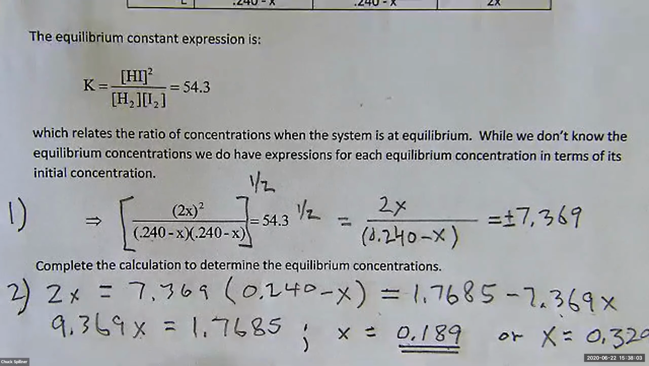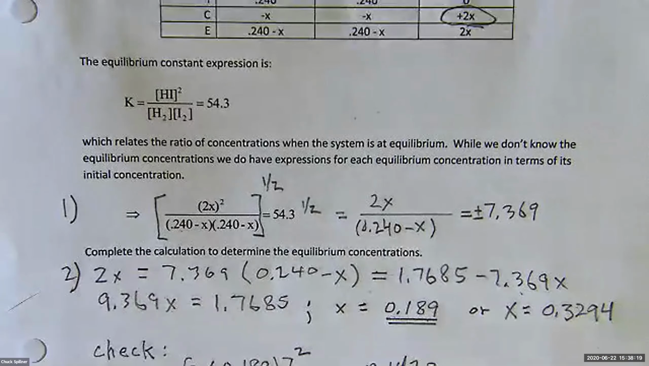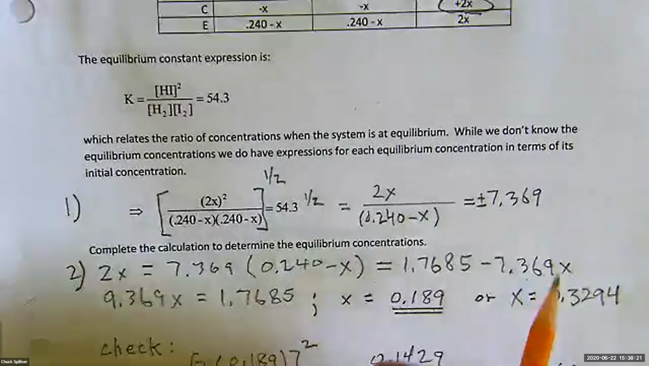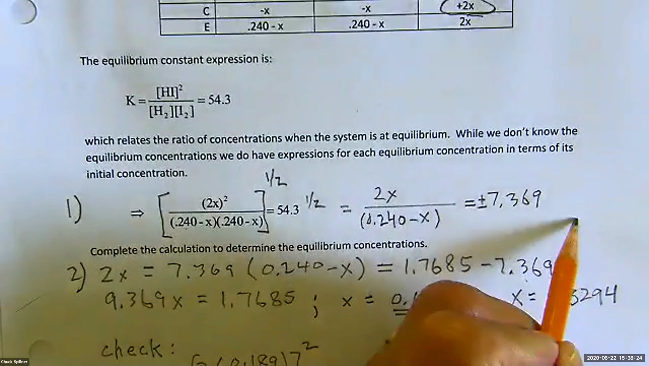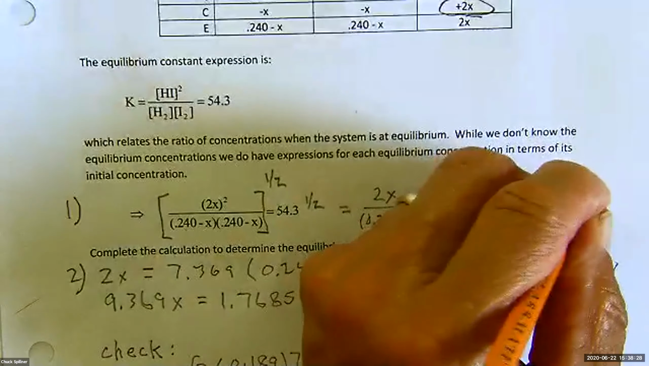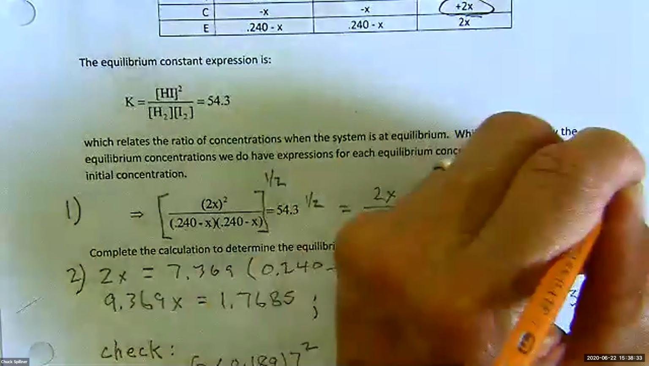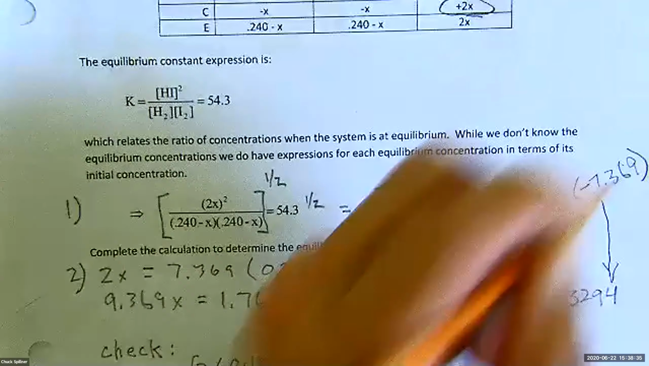Now, if we did the other one, if we started with a minus 7.369 and multiplied this out, what we would end up with is an x of 0.093. That would come from the minus 7.369.